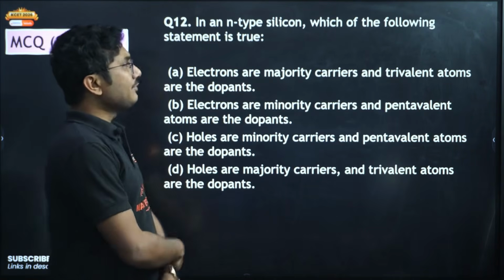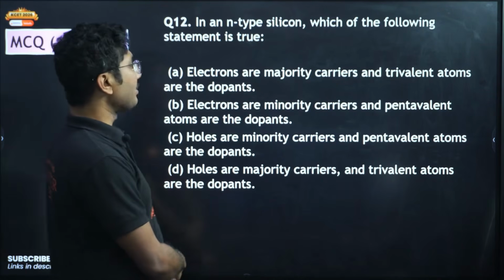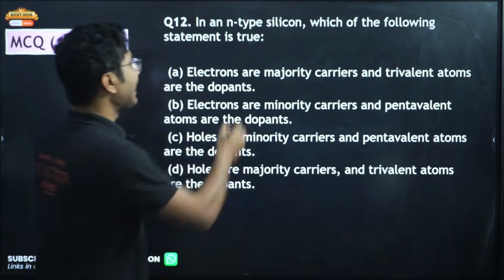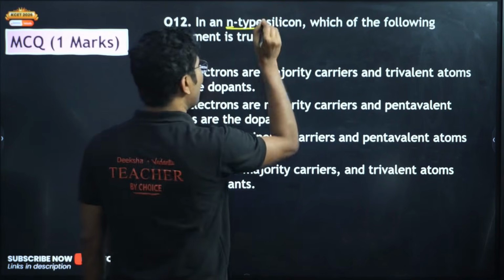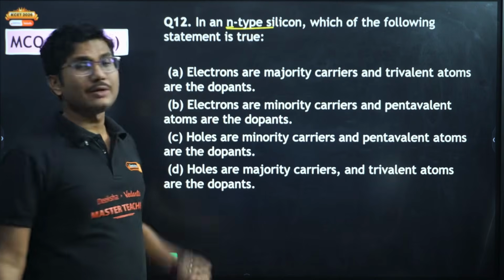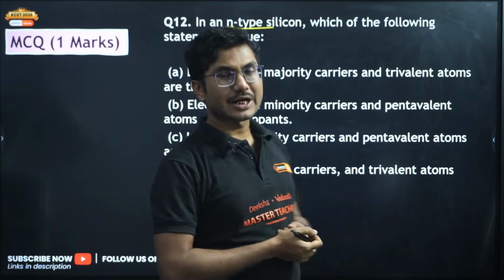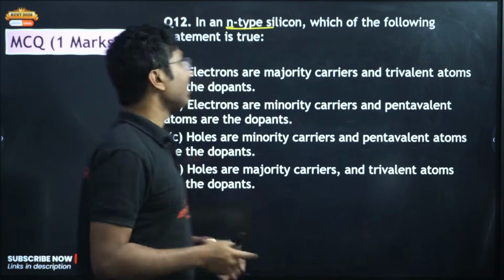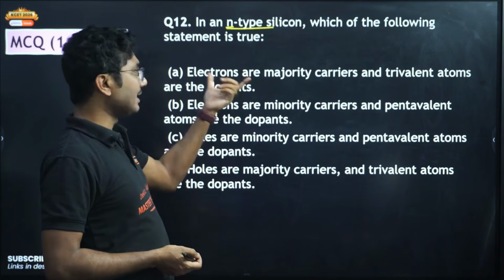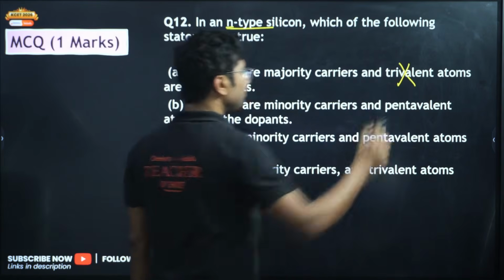In an n-type silicon, which of the following statements is true? Electrons are majority carriers and trivalent atoms are dopants. So what is the n-type? N-type's majority carriers are electrons, and the dopant is a pentavalent material. Pentavalent, for example, phosphorus, arsenic, antimony. So in n-type silicon, even though the first part is correct, electrons are majority, trivalent is not correct, so this is not the correct statement.